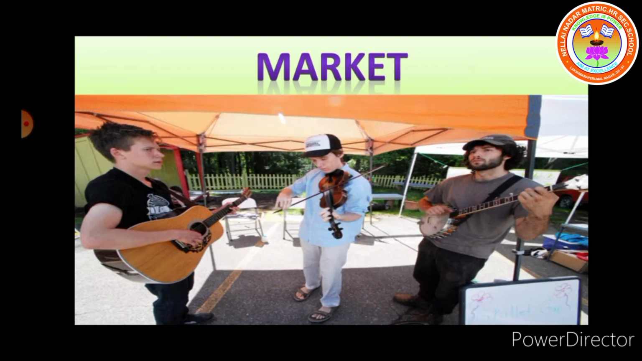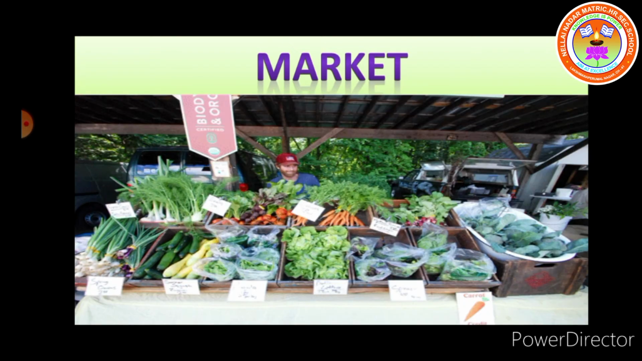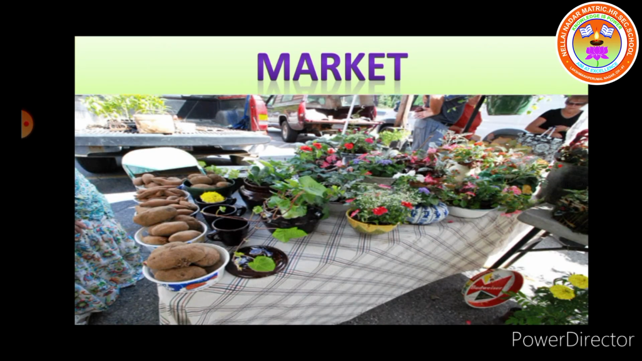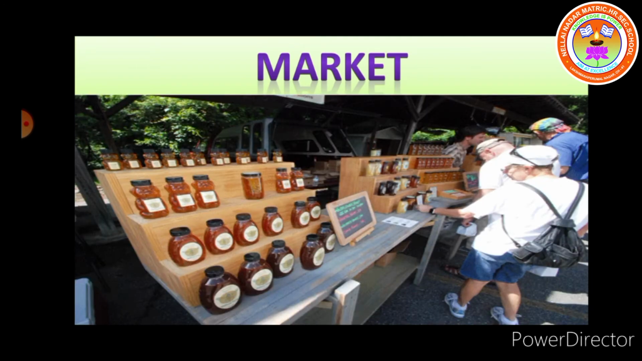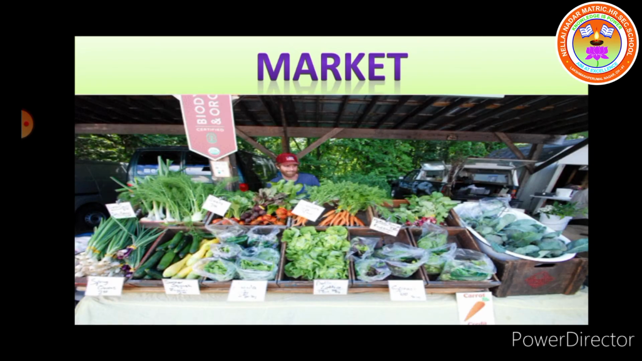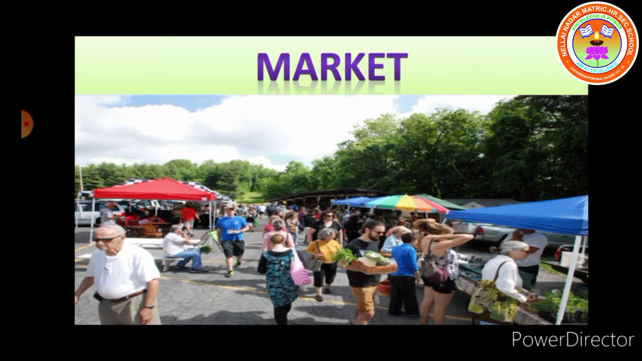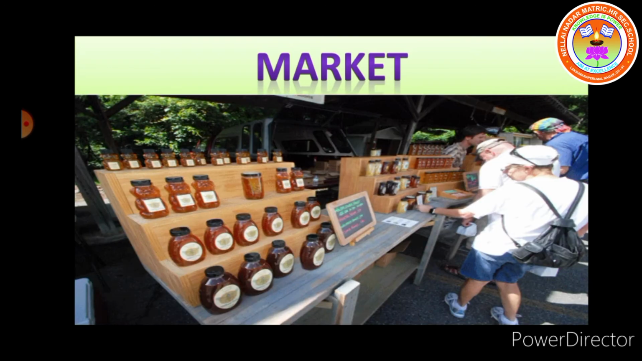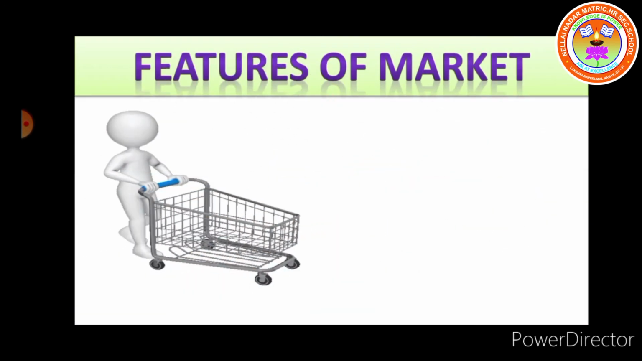The word market refers to a physical place where commodities and services are bought and sold. Market refers to a system of exchange between the buyers and the sellers of a commodity. A setup where 2 or more parties are engaged in exchange of goods, services and information is called a market. Okay? Next, let us see features of market.